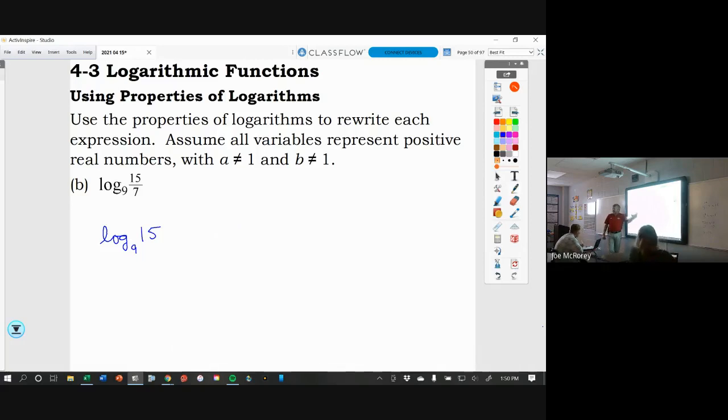I now have a 7 on the bottom. So minus log base 9 of 7. Whoa. And I'm done with that one.